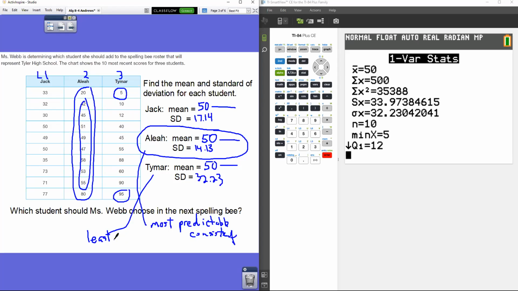It's sort of the more all over the place type score, because his standard deviation is highest. The lower the standard deviation, the more reliable and predictable your data is, the more consistent it is. The higher your standard deviation, the more all over the place and wildly inconsistent your data is.